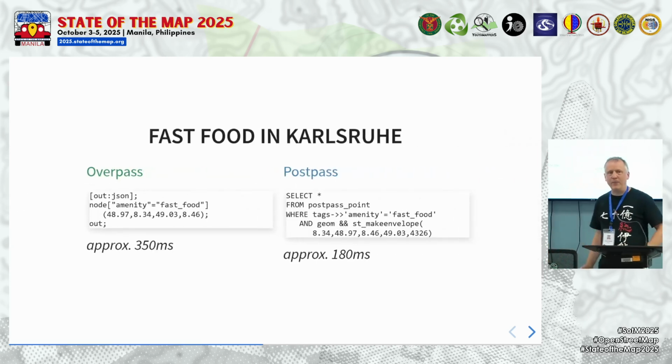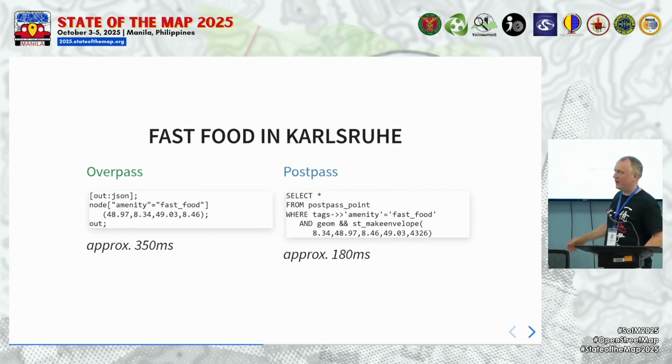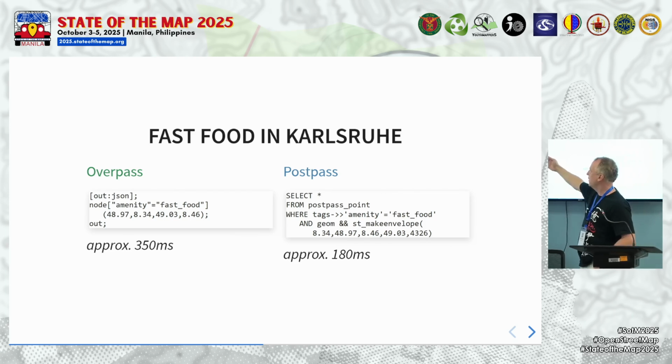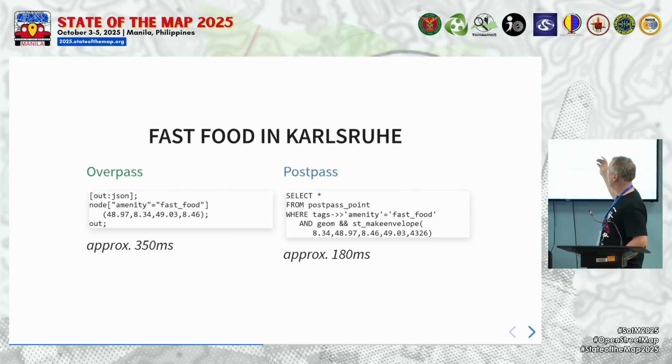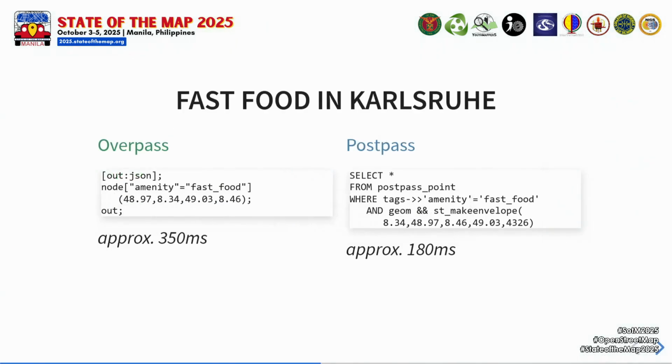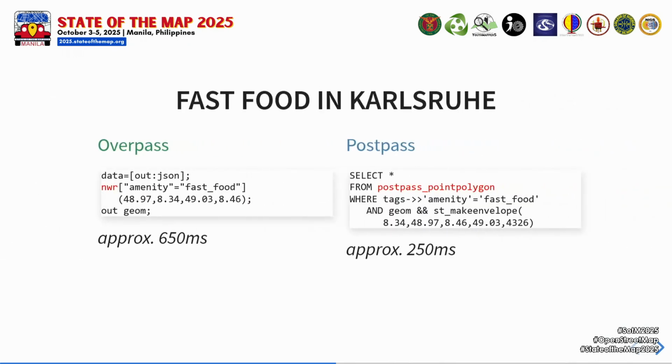Here's a couple of examples showing you how things work in Overpass and in Postpass. For example, this query finds all fast food nodes, all amenity equals fast food nodes in Karlsruhe, so with a given bounding box. This is the same in Postpass, a select query that says, okay, give me everything from the points table that has this tag. Postpass is slightly faster on this. Some things are faster on Postpass, some are faster on Overpass. We'll see some more examples.